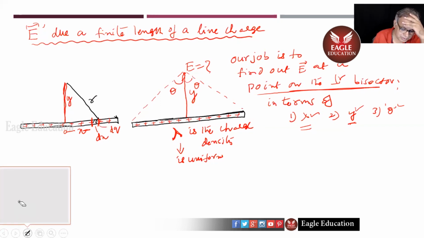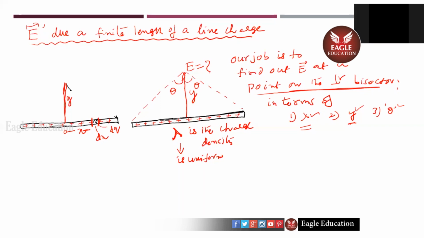Tell me, are you following? Are you listening or sleeping? Yes, sir. Sir, charge density is dq by x. Charge density lambda will be dq by dx, not x. That's how we define it. No, just go back and see.